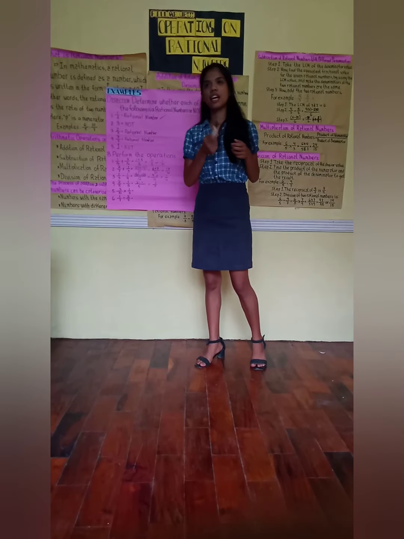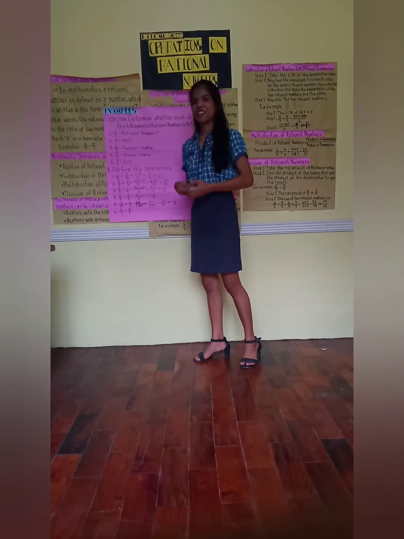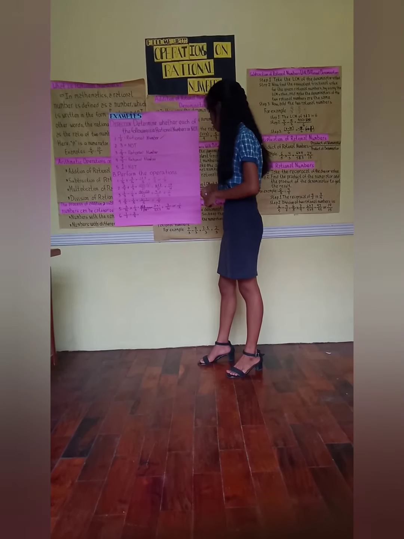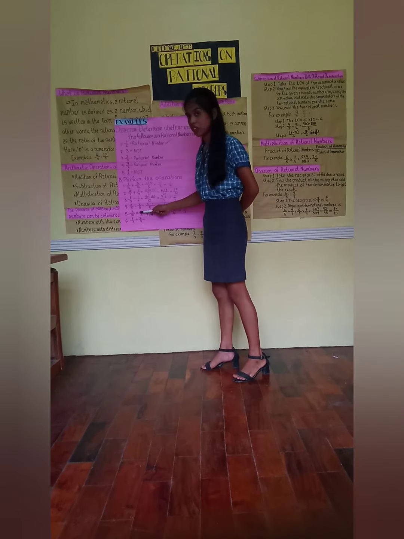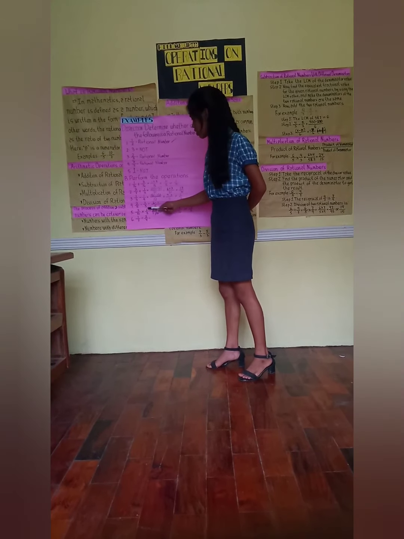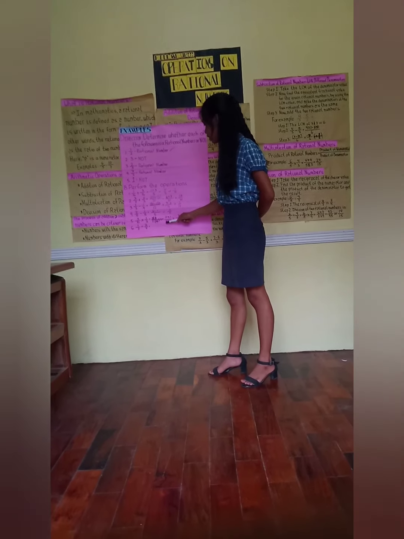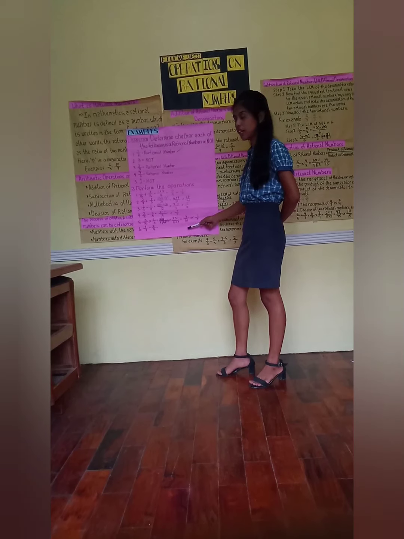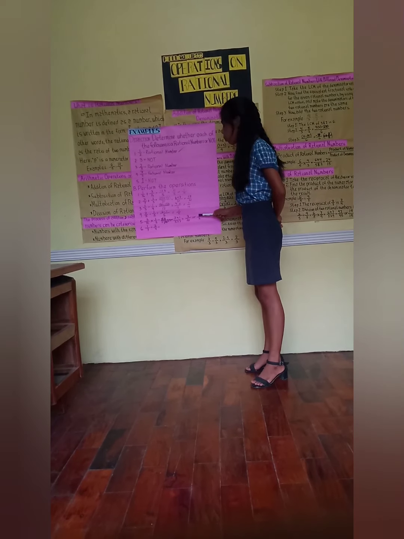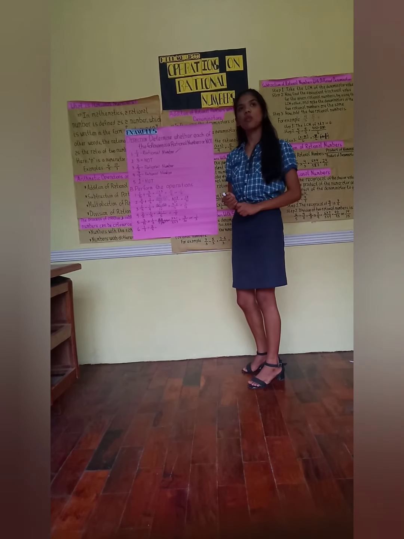Number 5, who wants to solve? Miss Princess. Very good, Miss Princess. Your answer is correct. So let's multiply the denominators and the numerators. So 3 times 1 over 10 times 3 is equal to 3/30. Then simplify, we have 1/3. Very good.